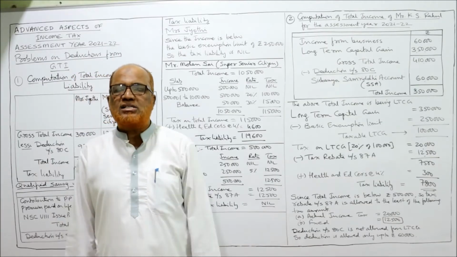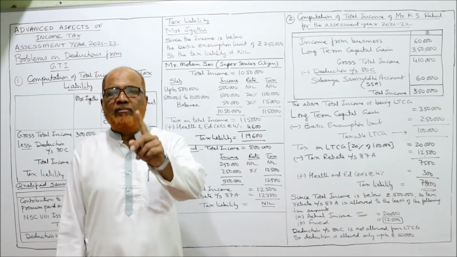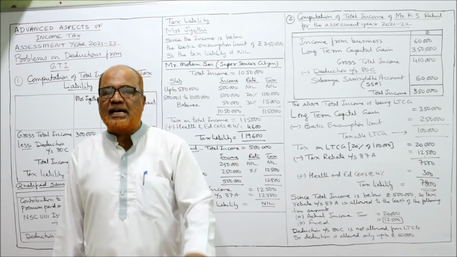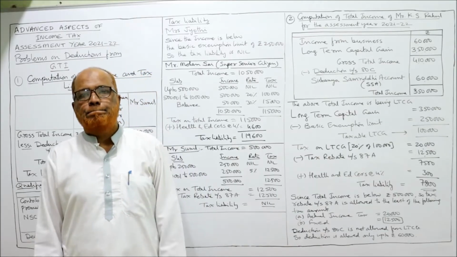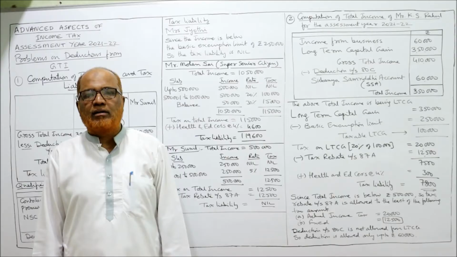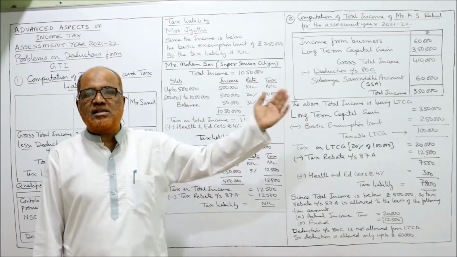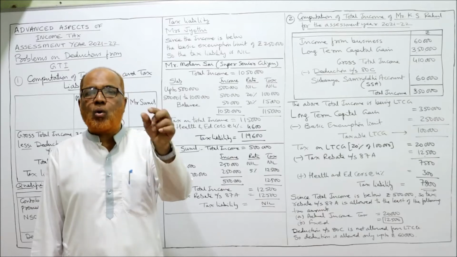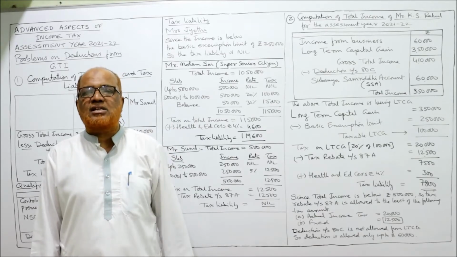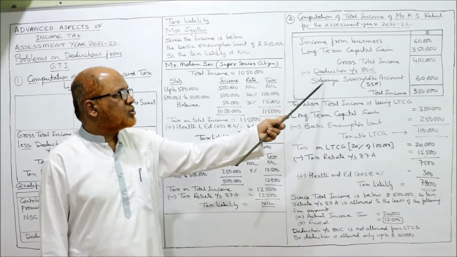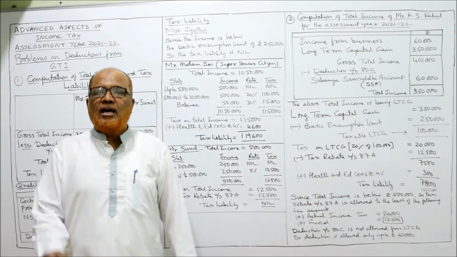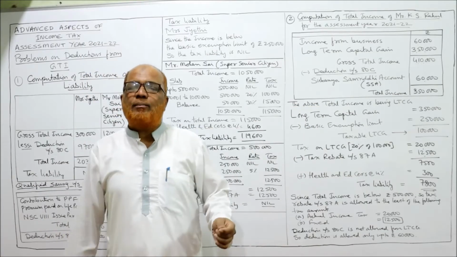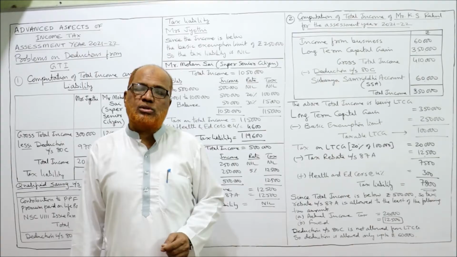From this, deductions are allowed under section 80. Only one deduction is available, that is 80C, qualified saving. What is that? Sukanya Samriddhi account. Sukanya Samriddhi account will qualify for deduction under section 80C. So 80C deduction, Sukanya Samriddhi account. In the problem, the actual amount deposited is 70,000.